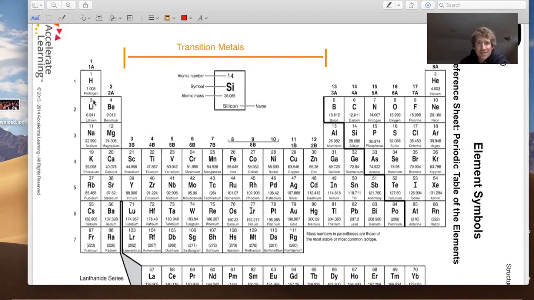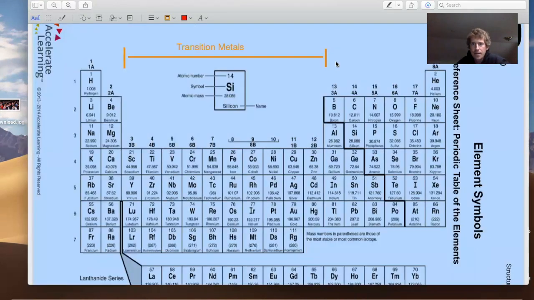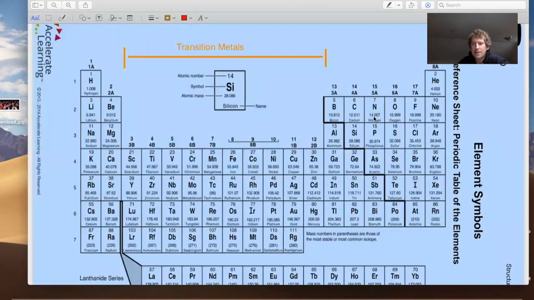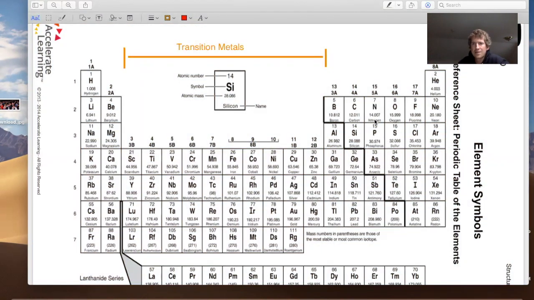We go all the way to 13. So we go 1, 2, 3. 3 means there's 3 electrons in all those elements in that column. Same way, this is going to be 4 electrons in the outer shell, 5 electrons in the outer shell of all these elements, and so on, all the way until you get to 8 electrons on the right column. But remember, this is just the amount of electrons in the outer shell.